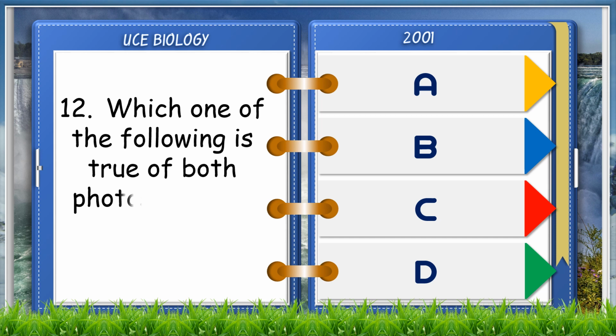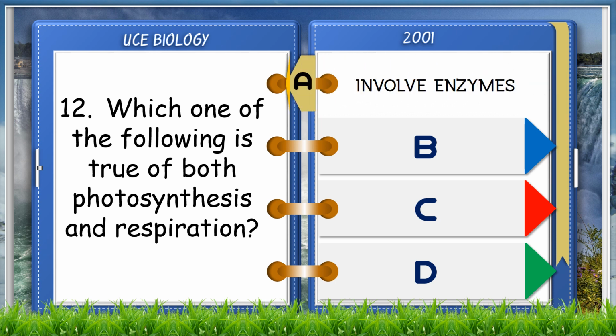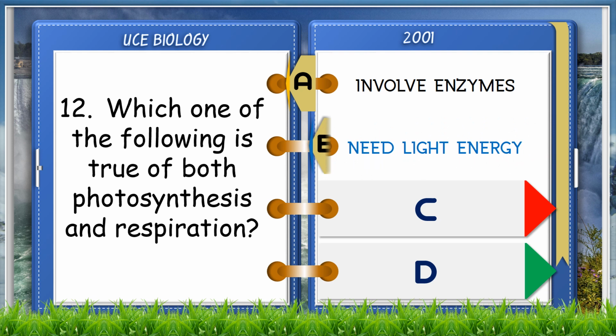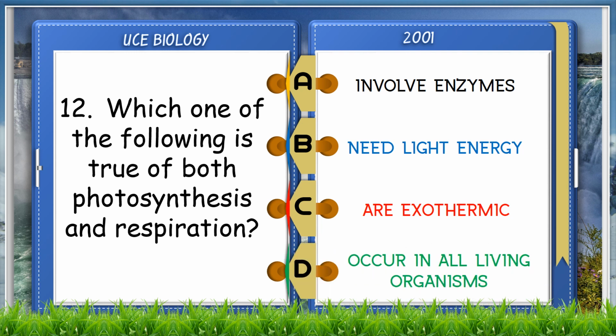Which one of the following is true of both photosynthesis and respiration? A. Involves enzymes. B. Need light energy. C. Are exothermic. D. Occur in all living organisms. The answer is A. Involves enzymes.